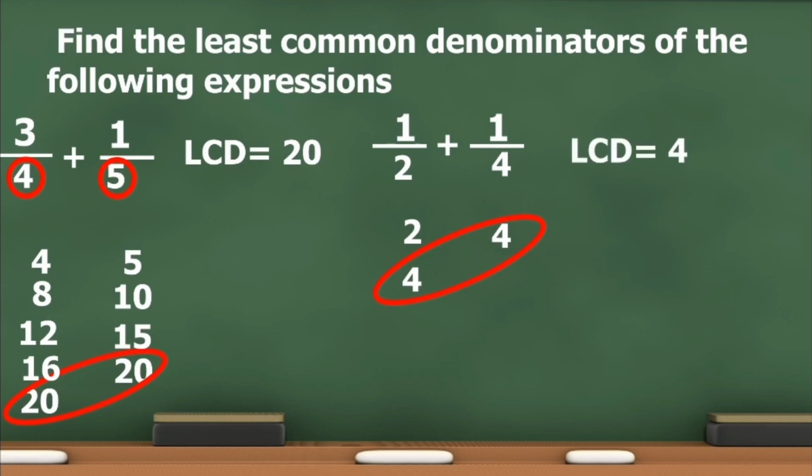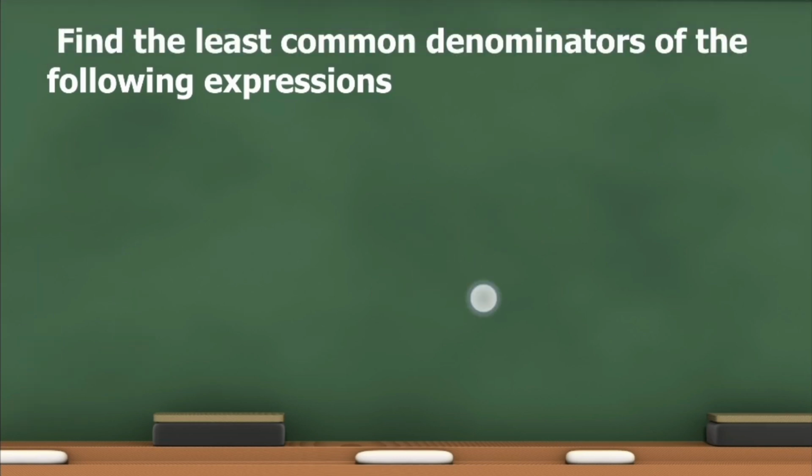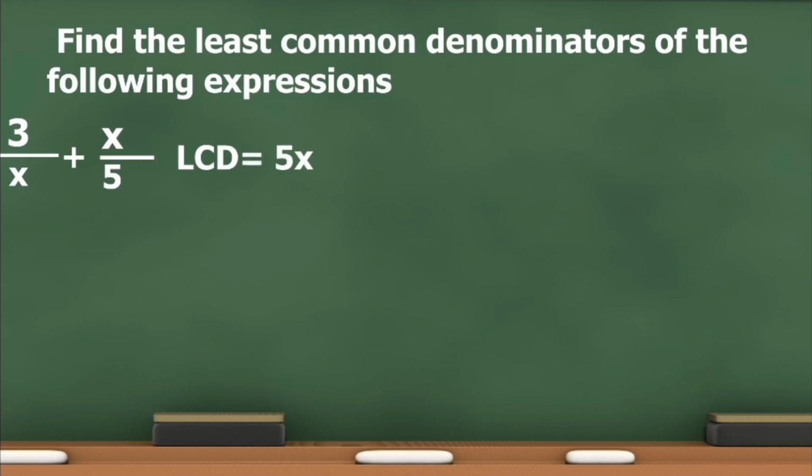Try naman natin sa rational expression. Find the least common denominators of the following expressions. So, 3 over x plus x over 5. When you're dealing with the variables, we can get this by multiplying the two denominators together. So, 5 times x is equal to 5x. So, meaning, yung LCD nito ay 5x.